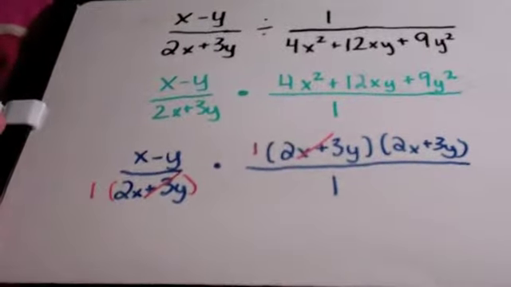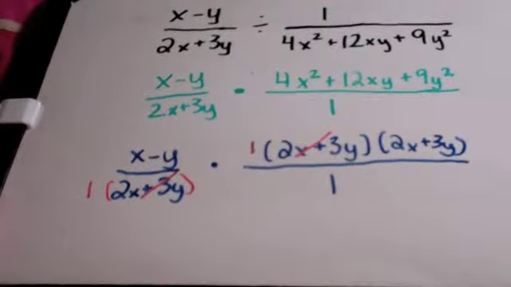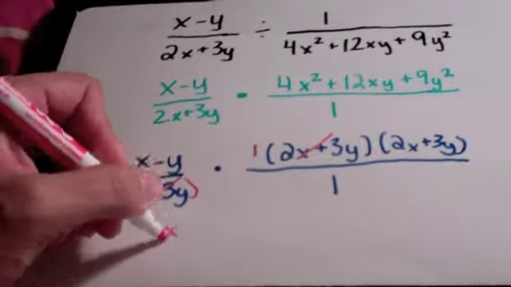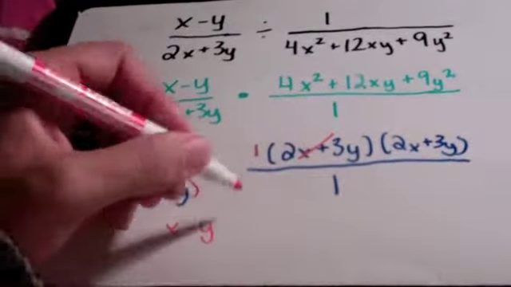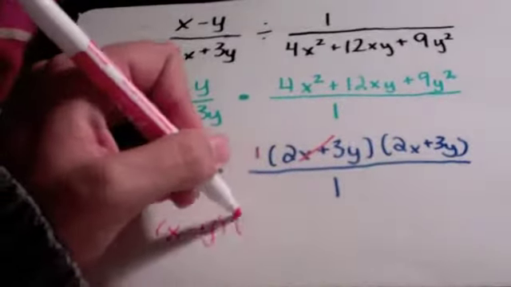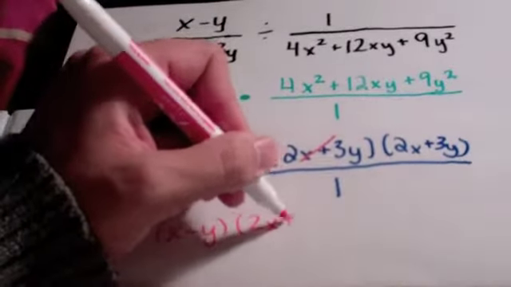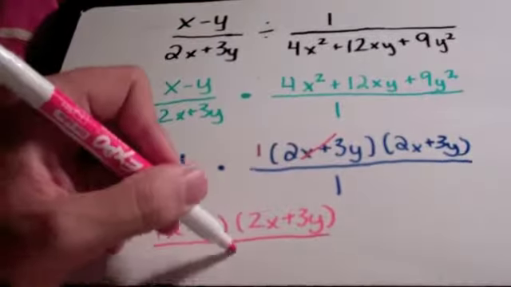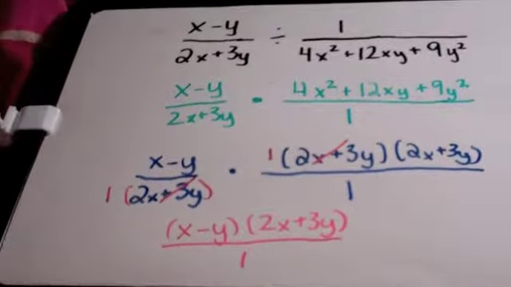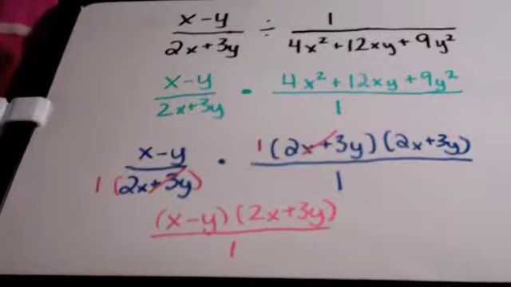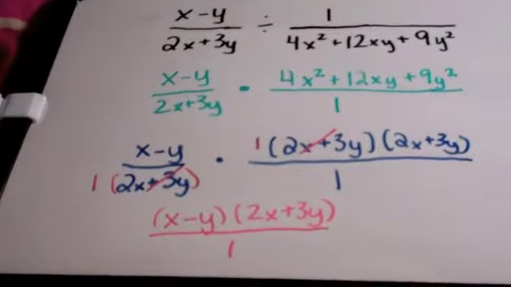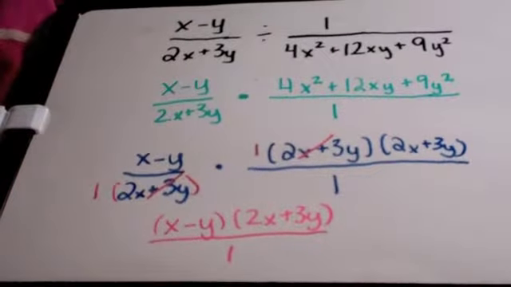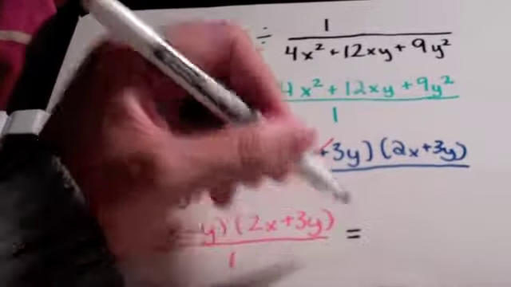And then, once we've canceled everything we can, we just multiply across. So this will be x minus y times 2x plus 3y over 1. And sometimes you can leave it like this, but if I have this, I would just distribute it out and have one term to finish the problem.